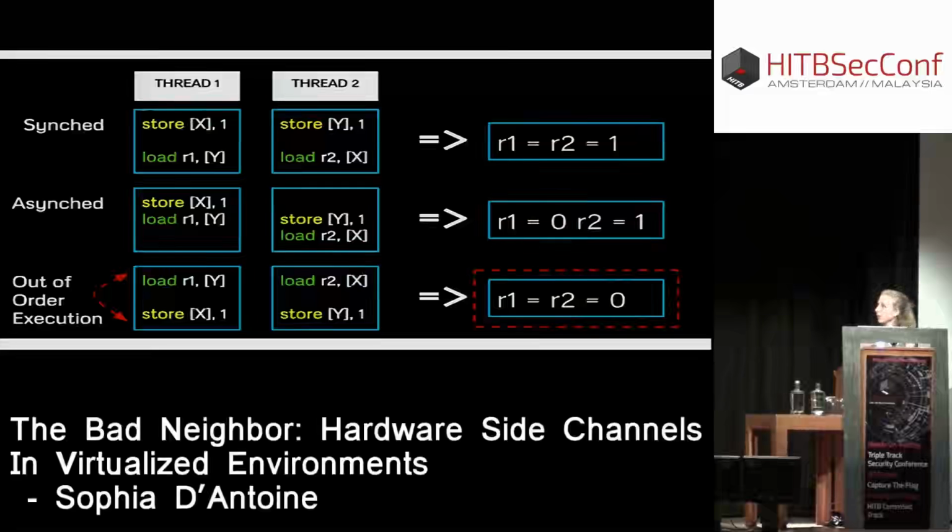So this out-of-order execution case is what we're measuring to determine if our instructions got reordered in the pipeline or not. And that's going to be the way in which we can receive information from the pipeline about the state of the pipeline.